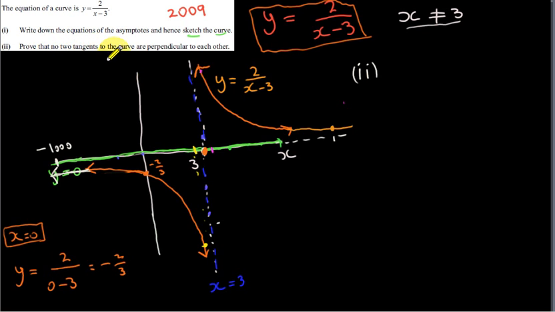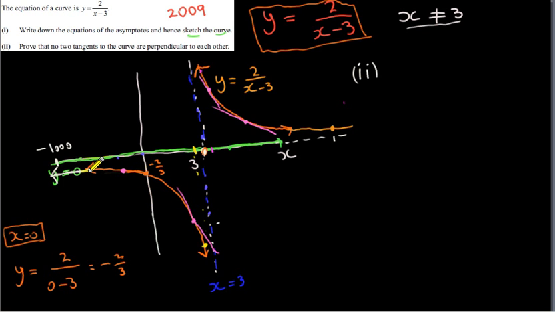We want to prove that no two tangents to the curve are perpendicular to each other. Okay, let's look at two tangents to this curve. Well, it's not one continuous curve. The function is actually made up of two curves, with a discontinuity at x equals 3. So let's look at any two tangents. We could pick a tangent here at this point. And we could pick a tangent at another point, either on this section, we could pick a point here and get a tangent, or we could pick a point here and get a tangent.